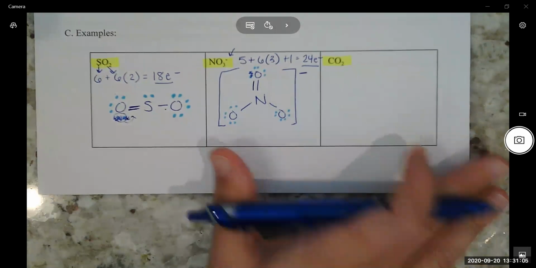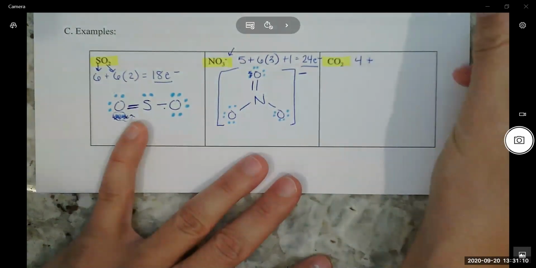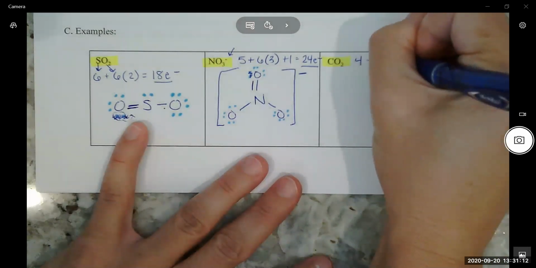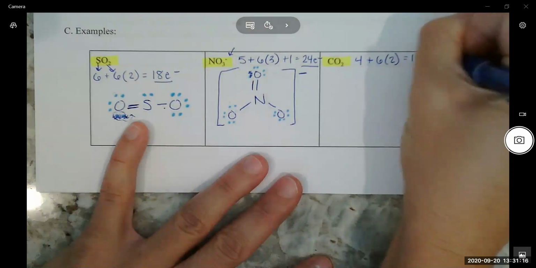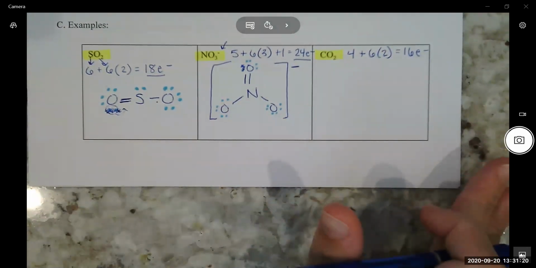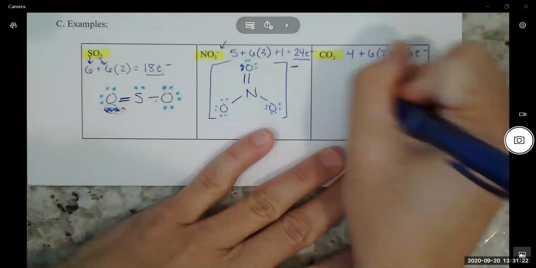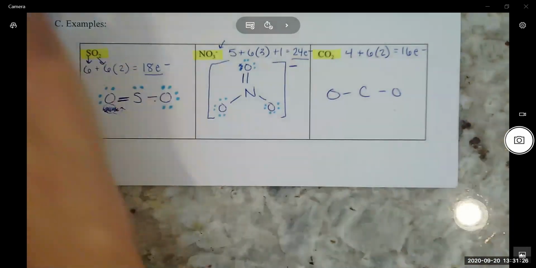Okay, let's take a look at carbon dioxide. Carbon has 4 valence electrons. Oxygen has 6. There are 2 of them. So that's 12 plus 4. That's going to give me 16 electrons that I need in my diagram. That was step number 1. Step number 2 is to connect everything with single bonds. So here's my carbon, 2 oxygens on the outside.